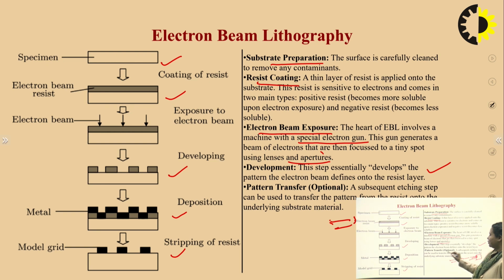Development is the same; it develops the pattern the electrons define on the resist layer. Then pattern transfer is optional. A subsequent etching step can be used to transfer the pattern from the resist onto the underlying substrate material. The same way we did in optical lithography, we strip out the extra material with the process of etching, right.